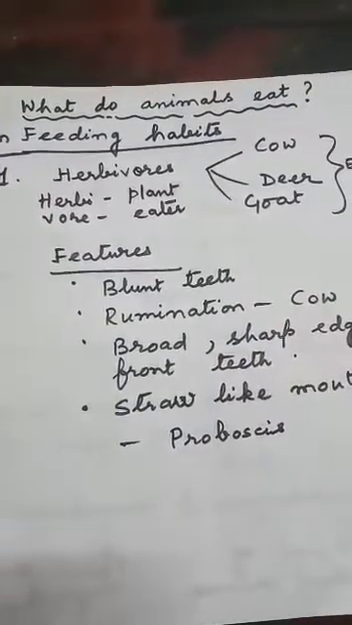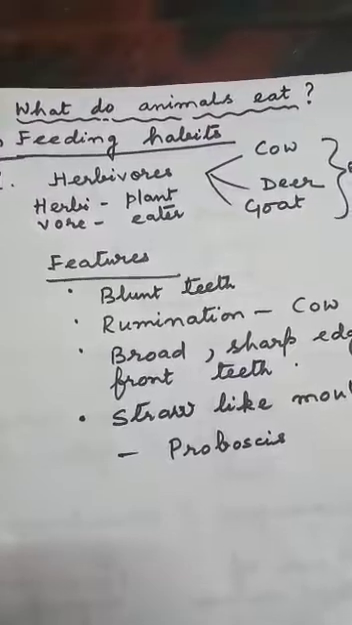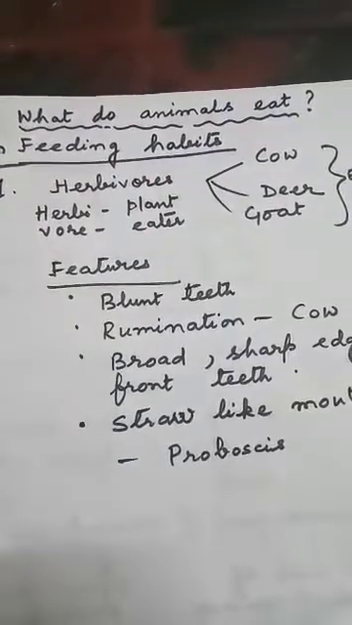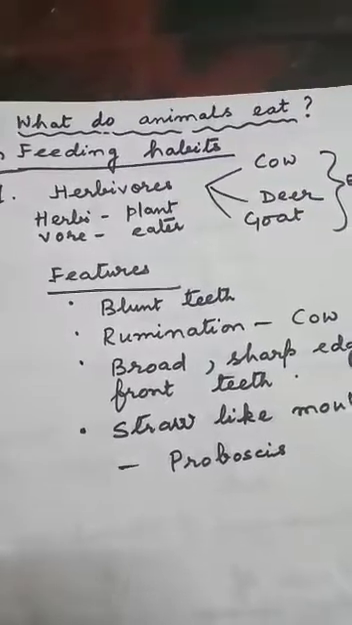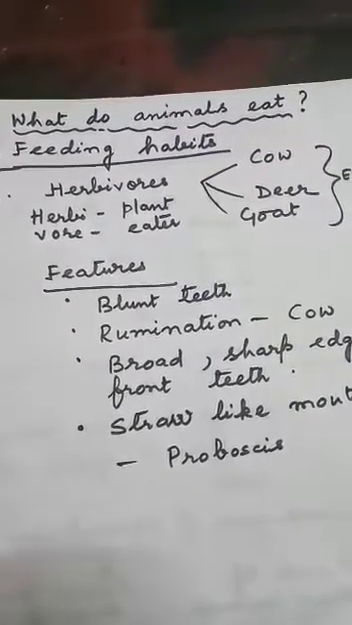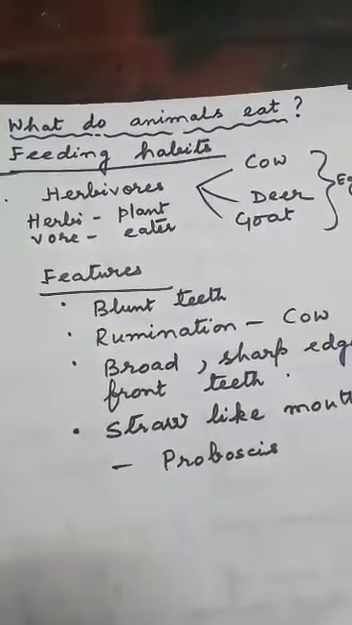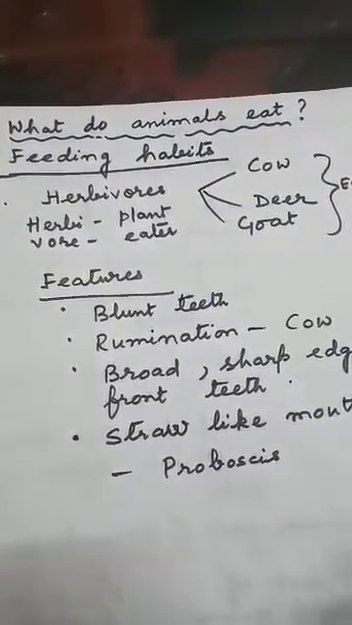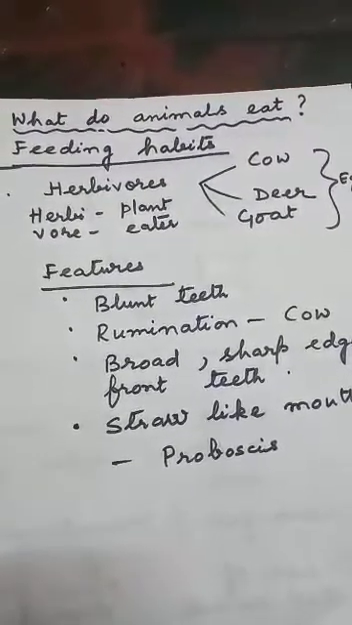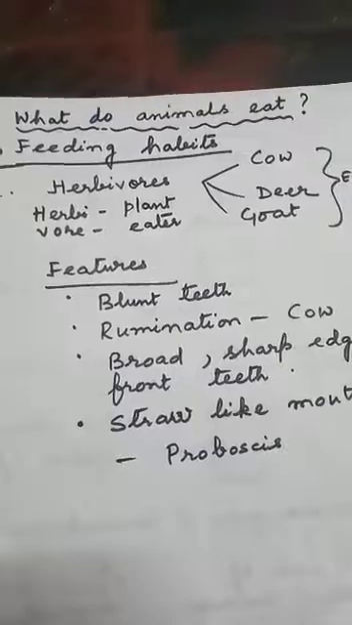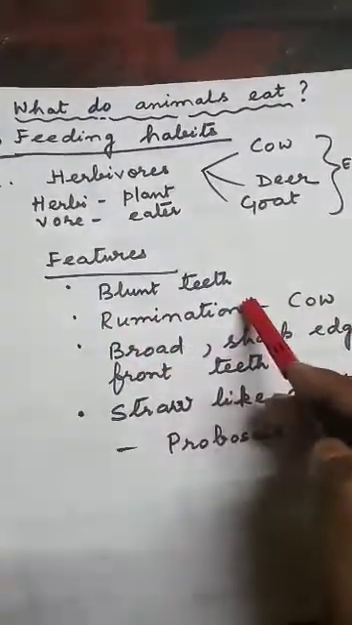The herbivores generally feed on plants, so they need wide and blunt teeth. Why? Because they need to pull off the plants from the ground. The plants are deep rooted, the roots are deeply bound with the soil, so they have to pull the plants so that they can eat easily. For pulling the plants from the soil, the herbivores need blunt and wide teeth. Number 2 feature you can see here: rumination.